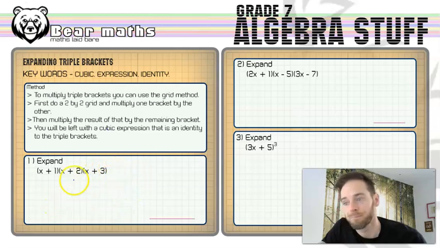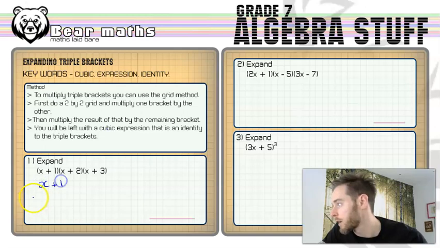Okay, so the way that we're going to start this one is I'm going to ignore the x plus 3. It doesn't matter which one you ignore, you can ignore any one of the brackets. I'm just going to ignore the last one. I'm going to do the first two multiplied together using the grid. So I'll show you what I'm talking about. So here's my x plus 1 and my x plus 2 set up in the slightly wonky grid.